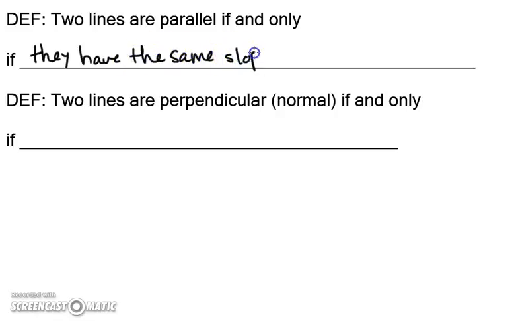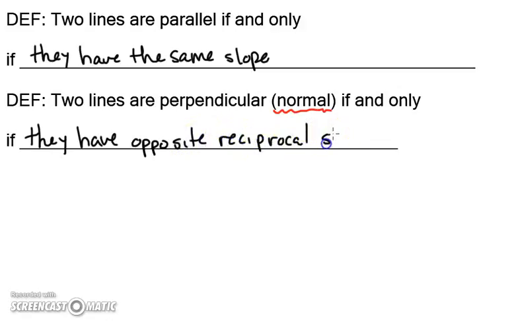And again, this is something that you should already know. Two lines are going to be perpendicular, and I'm going to throw a new word at you here, and that's going to be normal. Normal is just another word for perpendicular. So two lines are perpendicular, or normal, if and only if they have opposite reciprocal slopes. Opposite reciprocal slopes, meaning flip it over and multiply by -1.